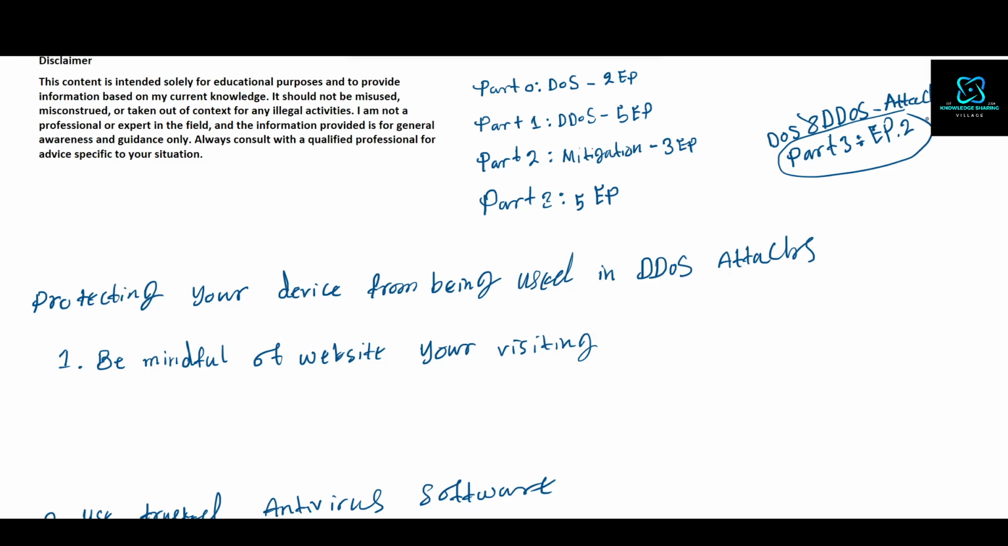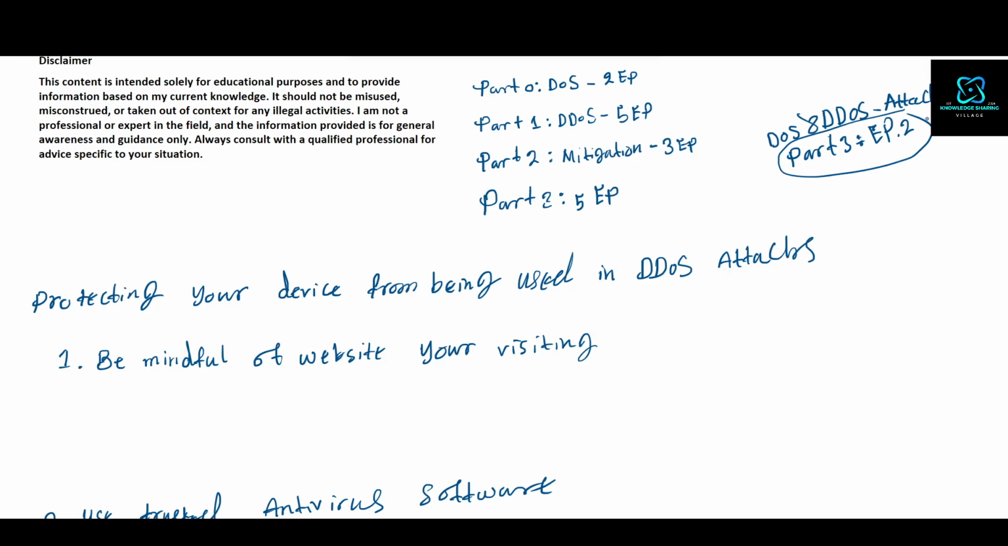Now, we have an understanding and knowledge about how the distributed denial of service attack is structured and functions and its components. Therefore, this episode is very important, so that you are protecting your device from facilitating or being used as a bot in a distributed denial of service attack.